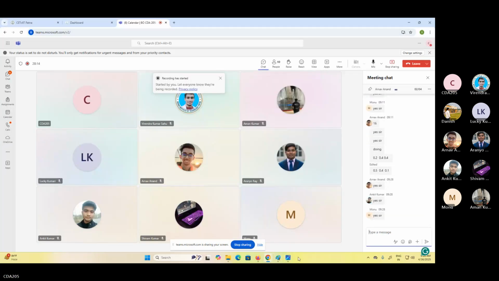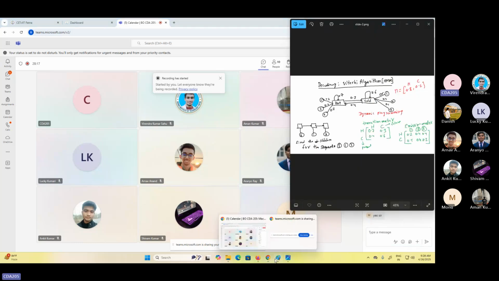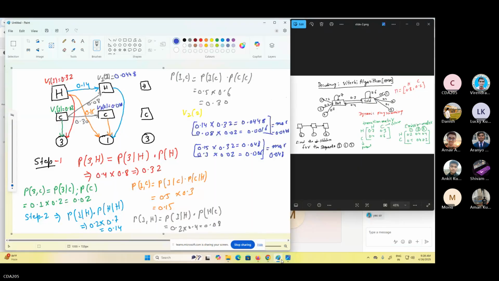Okay. Now the same way you can calculate the value. Everyone, calculate the value for this. If you are understanding, then kindly calculate the value of V33. I want to know. Everyone should calculate this, V33 for both H and C.